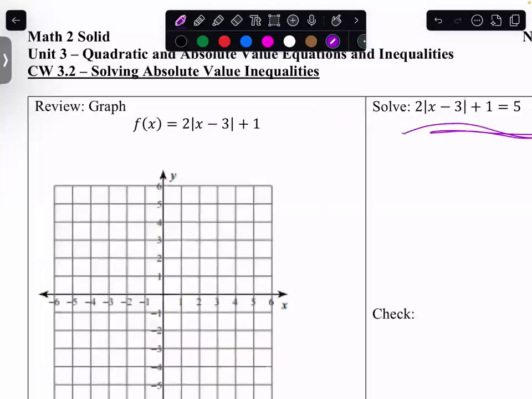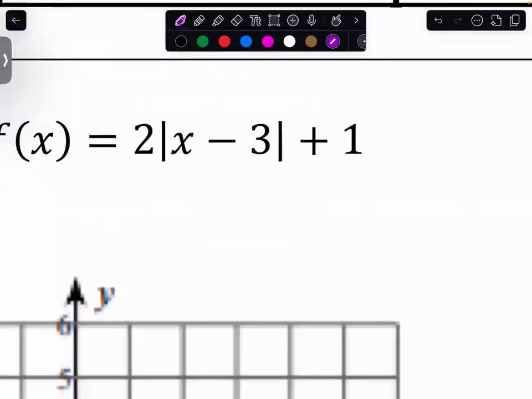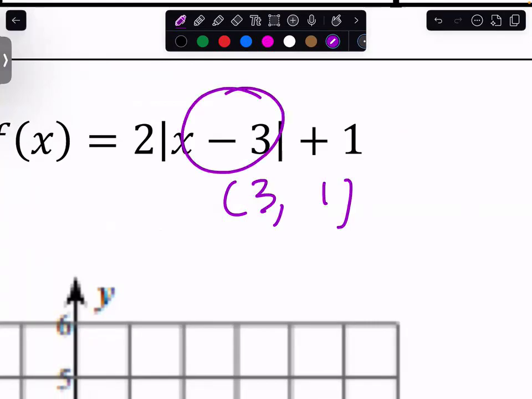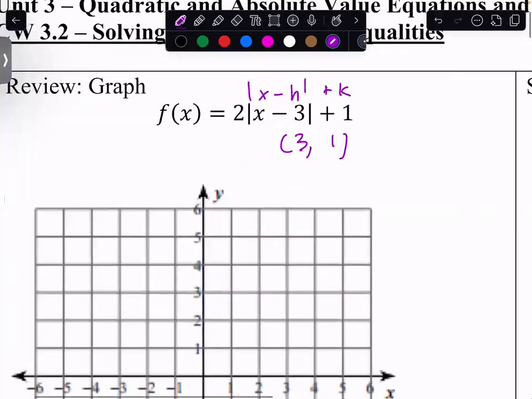graph, right? We learned that the vertex of an absolute value function is the opposite of what's added or subtracted on the inside, right? Because it's x minus h, so h is positive 3, even though it looks like negative 3. But the k is exactly what it looks like. So the k is 1. Okay, so your first point should be x is 3, y is 1, so that's right here.